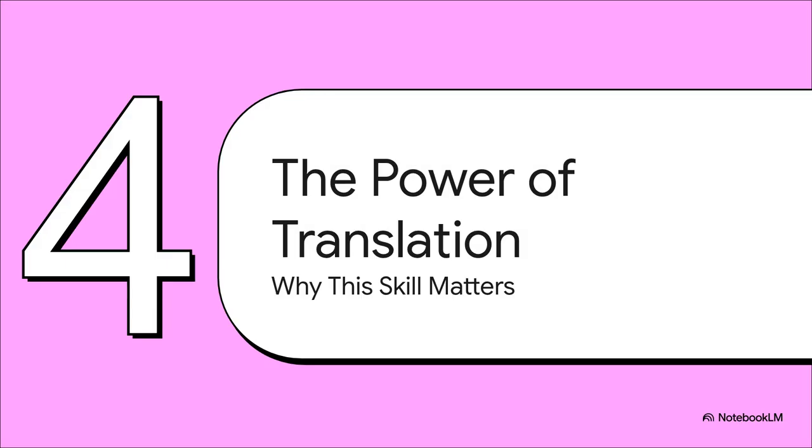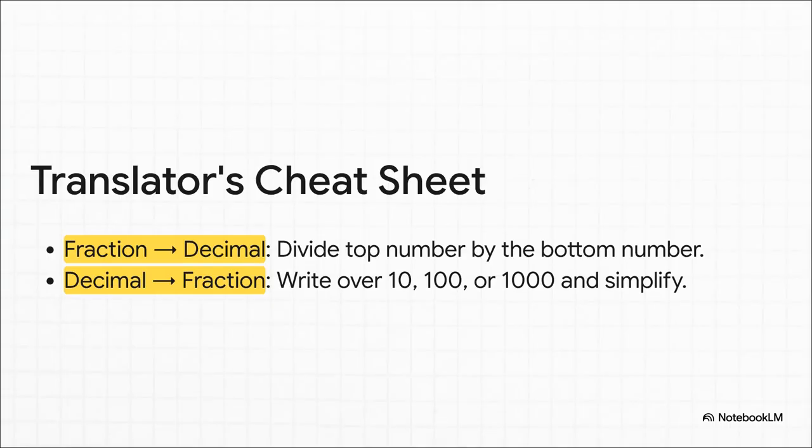So why does any of this matter? What's the real power behind being a number translator? Believe me, it's about way more than just getting the right answer in math class. Let's just boil it all down to a simple cheat sheet. If you want to go from a fraction to a decimal, just remember that fraction bar means divide. Top divided by bottom. To go the other way, from decimal to fraction, just say it out loud. Put it over 10 or 100, and then simplify. That's really the whole game right there.